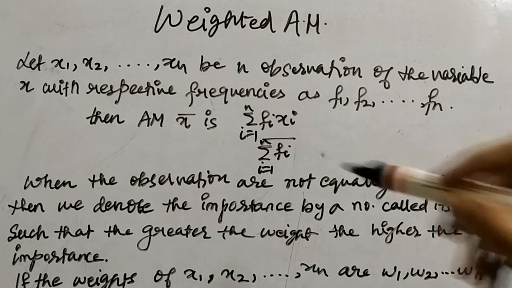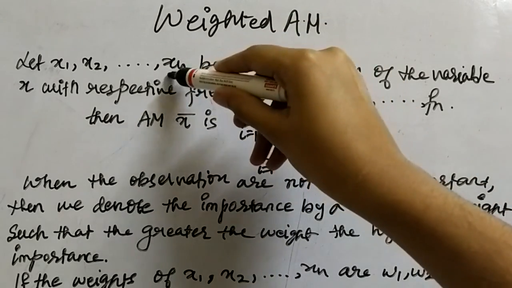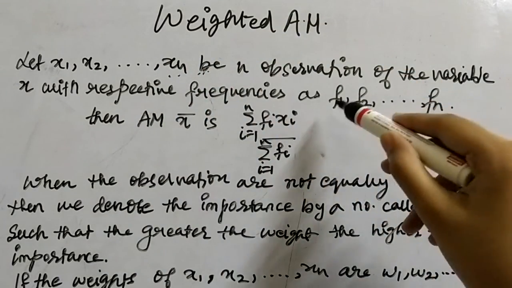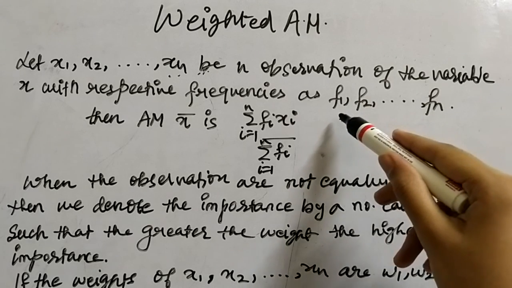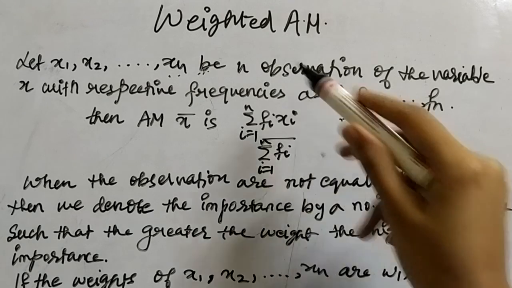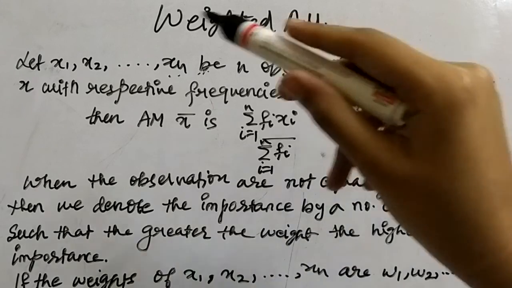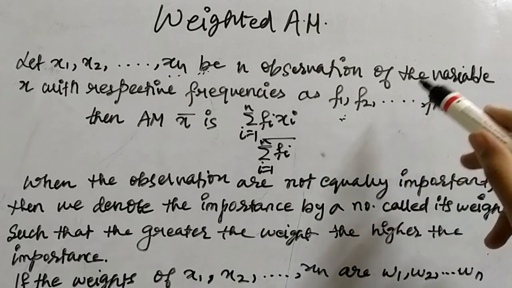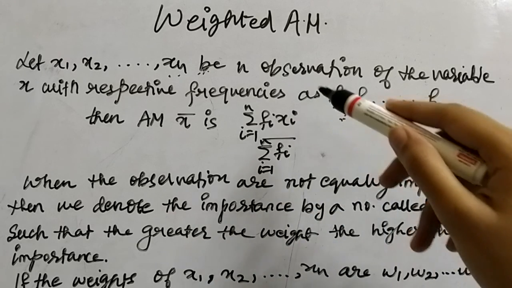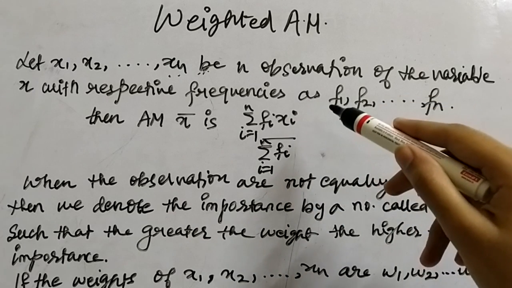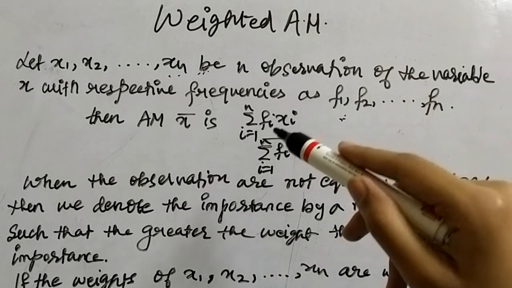We have taken n number of values for the variable x with their respective frequencies as f1, f2, dot dot dot, fn, where f1 is the frequency for the variable x1. Similarly, f2 is the frequency for the variable x2, and so on. As you can see, this is the arithmetic mean formula which I have stated earlier. If you haven't watched my arithmetic mean video, then you can click on the I button.